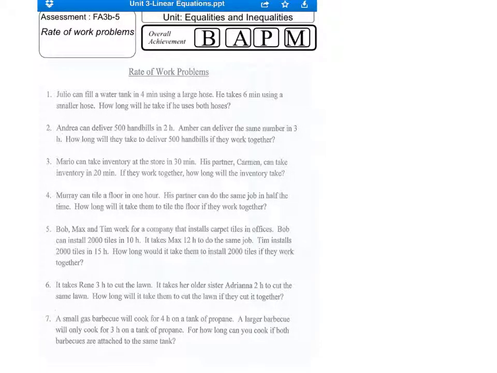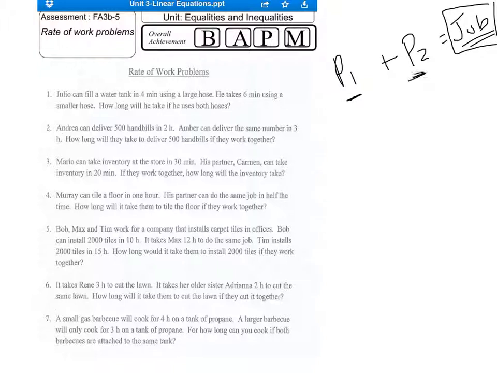So now we're going to deal with rate of work problems. The whole idea behind rate of work problems is you usually have two people doing the same job. Person one can do it at a certain rate, we're going to add to that person two, and the whole job is what we're looking at. This is going to be key: how long does it take for both people to do the one job?